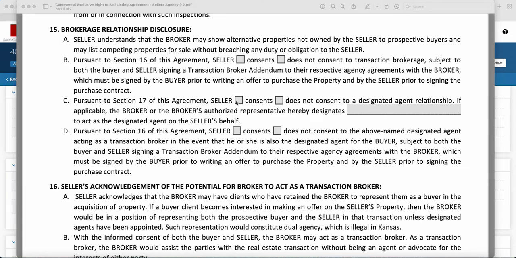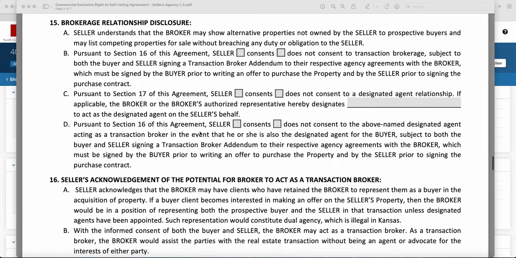Second part is here in saying consents to a designated agent relationship. Now, this is where if you're not the broker, you need to mark yes to this because you are the designated agent. So let's say we said that the seller consents to designated agent and the broker's authorized representative hereby designates blank, which would be your name as a listing agent here, to act as a designated agent on the seller's behalf. So it means that we would ultimately put in our real estate agent's name who's taking the listing right here and that they're okay with it.